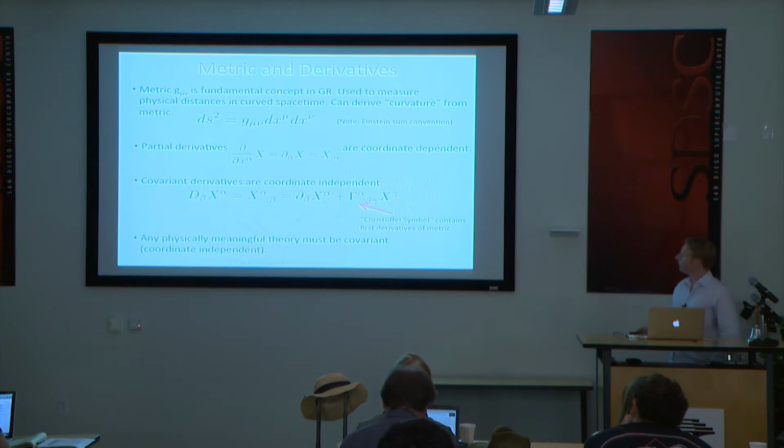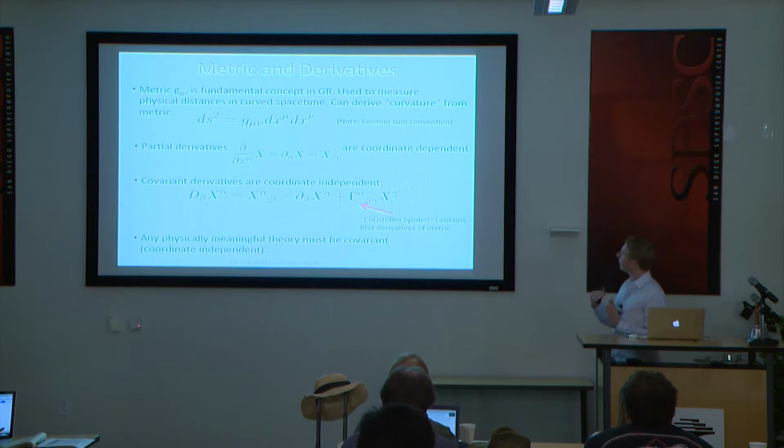And any physically meaningful theory must, of course, be coordinate independent. So a corollary to this is that the laws of physics hold in any coordinate system. So this alone doesn't tell us yet how we solve the problem of two merging neutron stars. We need to go a step further, and we need to actually take our 4D space-time and put it into a form that we can actually solve on a computer.